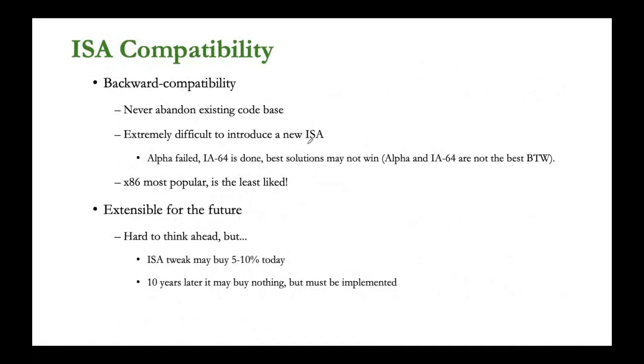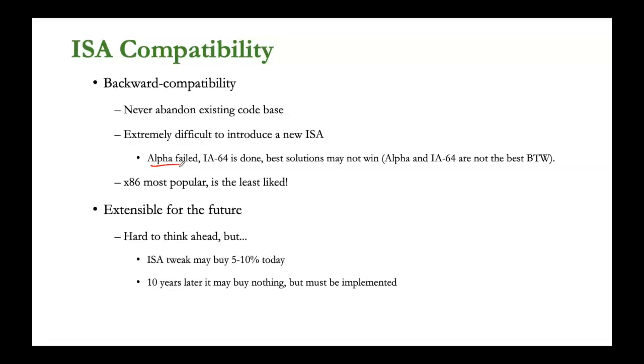And the third feature, or third concern of the design of your ISA, is compatibility. Compatibility means backward compatibility. Backward compatibility means it will never abandon the existing code base. So it is extremely difficult to introduce a new ISA because of this backward compatibility.